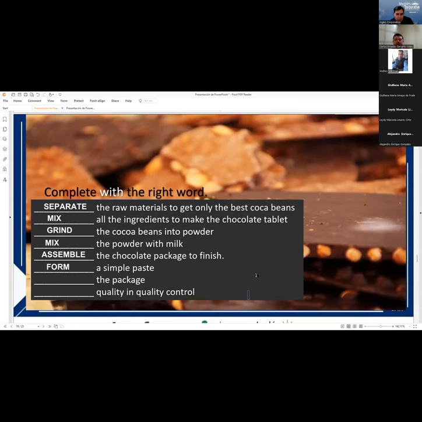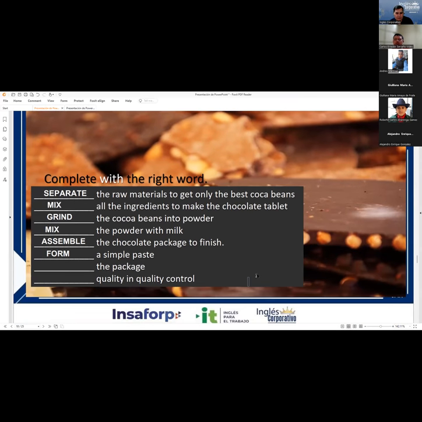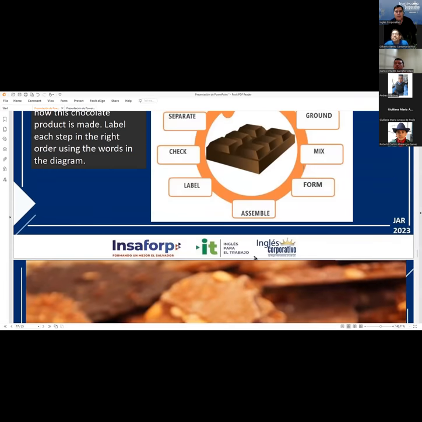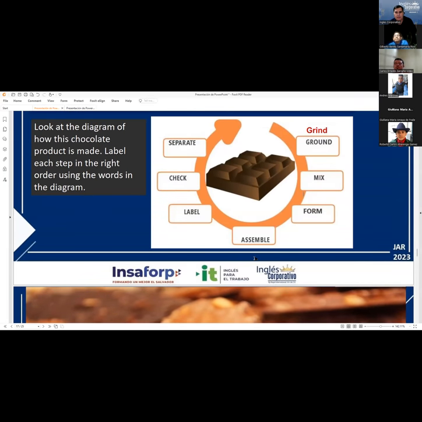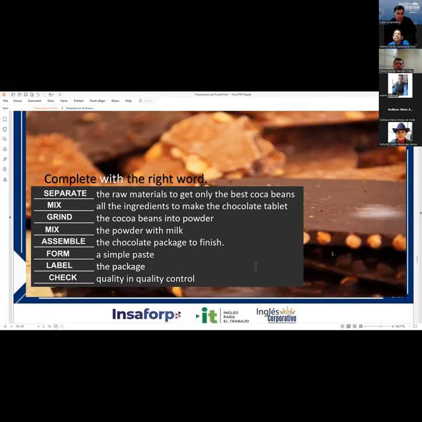And then the other one. Check the package. And check quality and quality control. Check quality and quality control. So, which is missing? We have repeated 2 and 4. Separate is the first. Four. Form is missing.